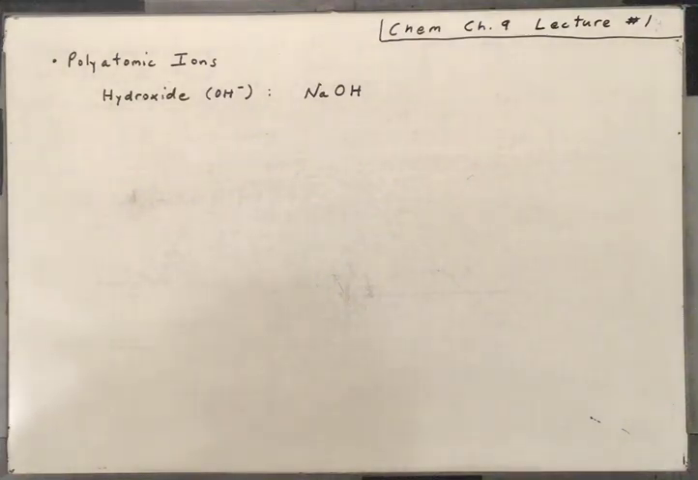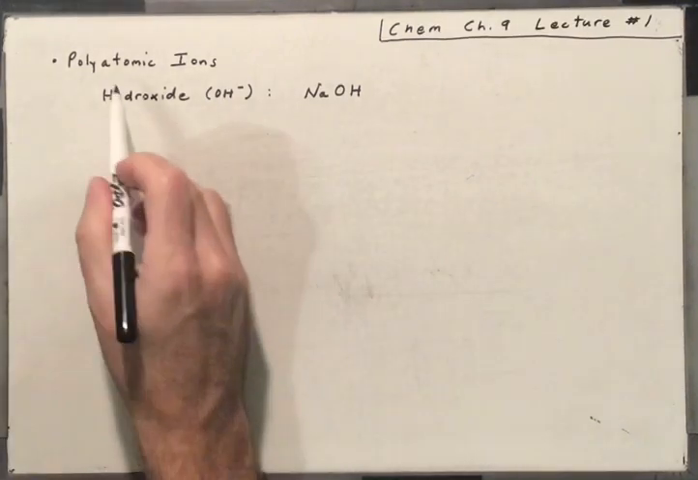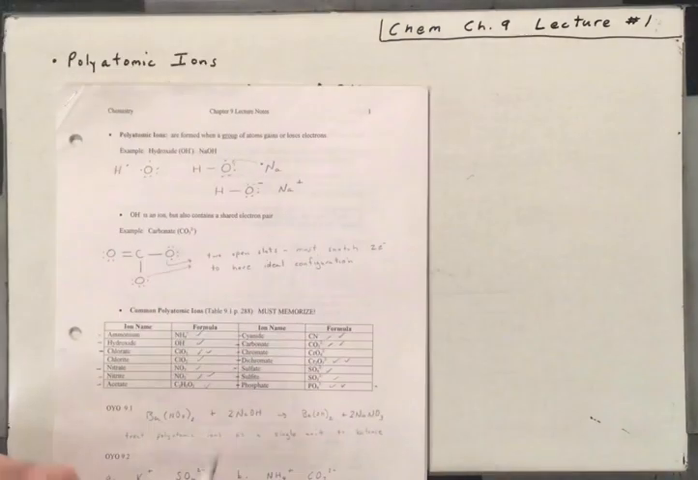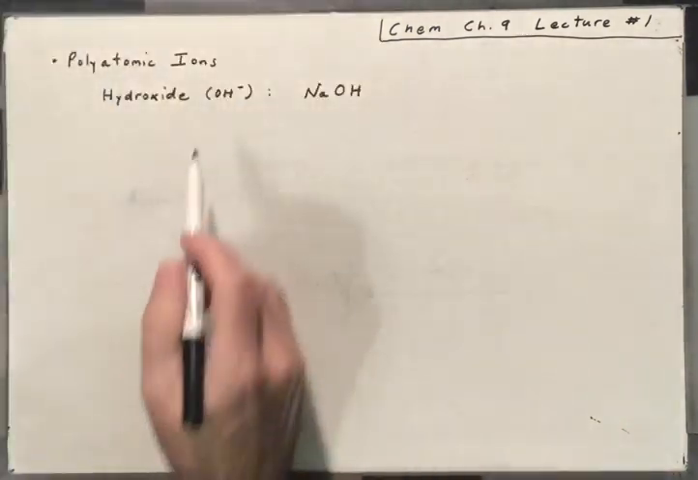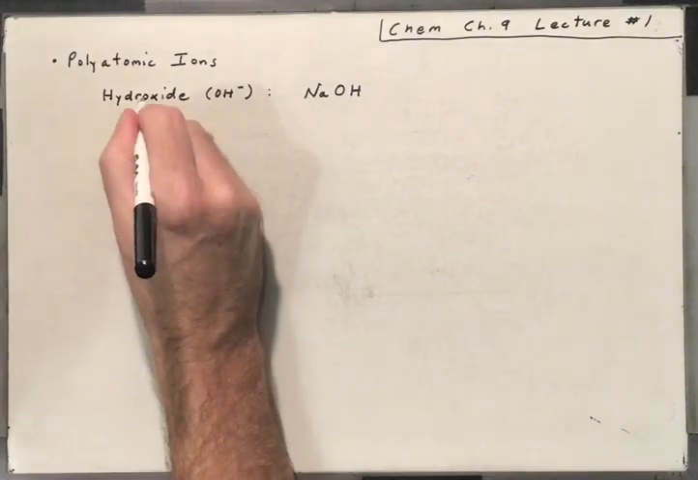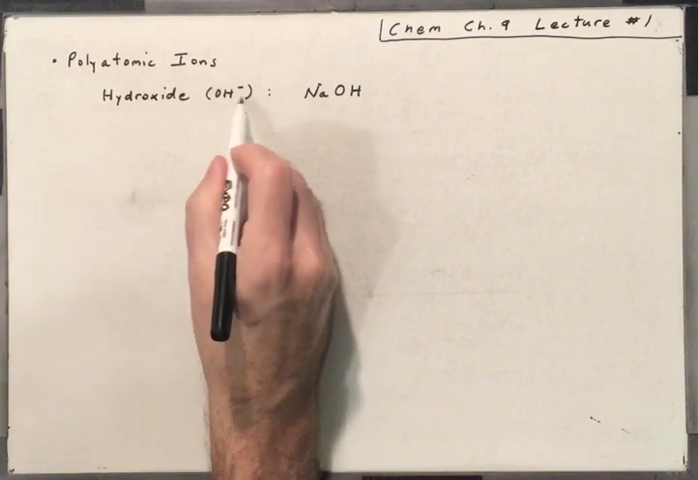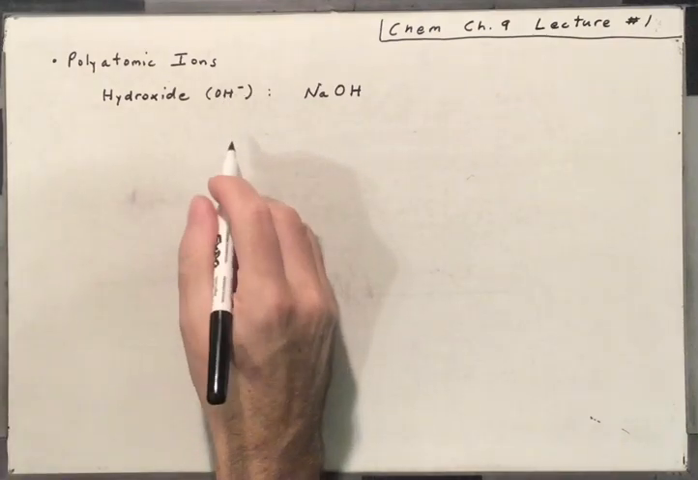All right, starting up at the top of your notes. So we're talking about polyatomic ions, and polyatomic ions are formed when a group of atoms gains or loses electrons. So our first polyatomic ion we're going to talk about is hydroxide. You might remember seeing that when we were balancing equations in Chapter 4 and Chapter 5.